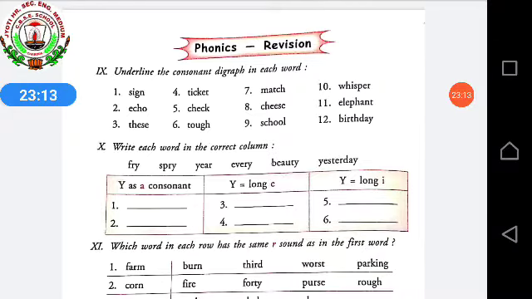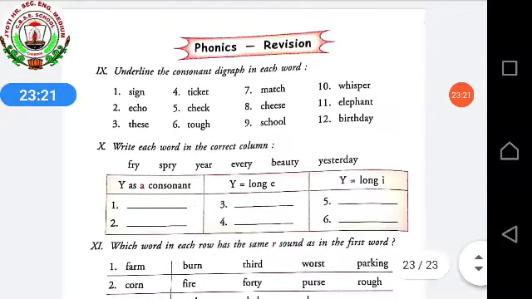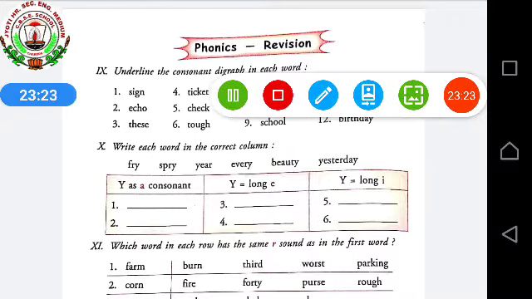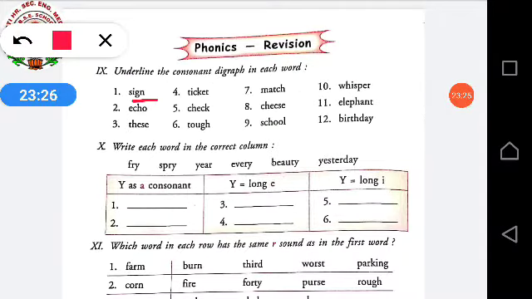Okay, so the first one, sang. Are we saying signed? No, sang. So what is the consonant digraph over here? NG. Then each, so CH. These, TH. These are the consonant digraph letters. Ticket, CK. Check, CH. Tough, GH. Match, CH. In this way you have to do the rest.